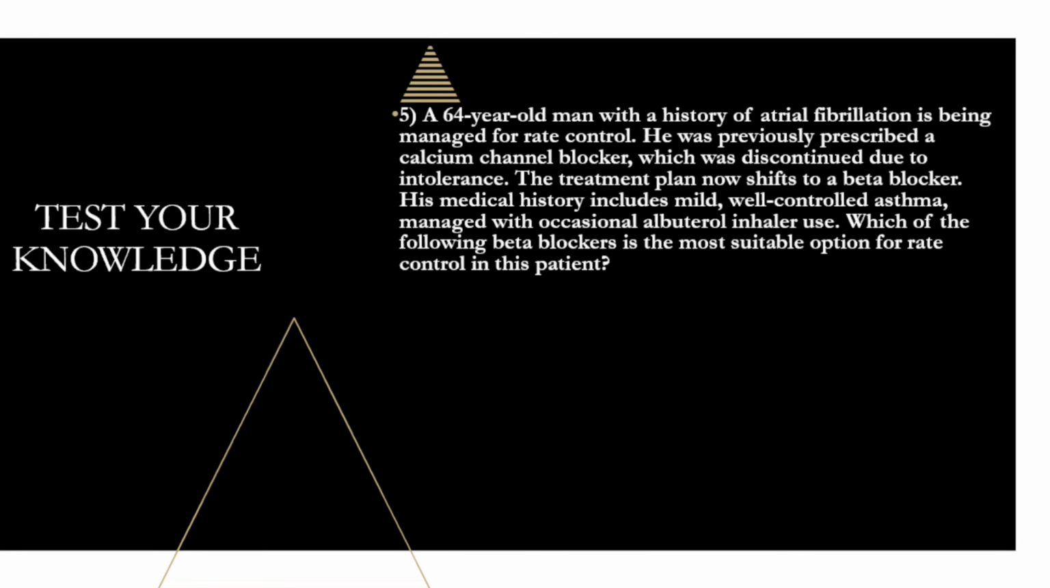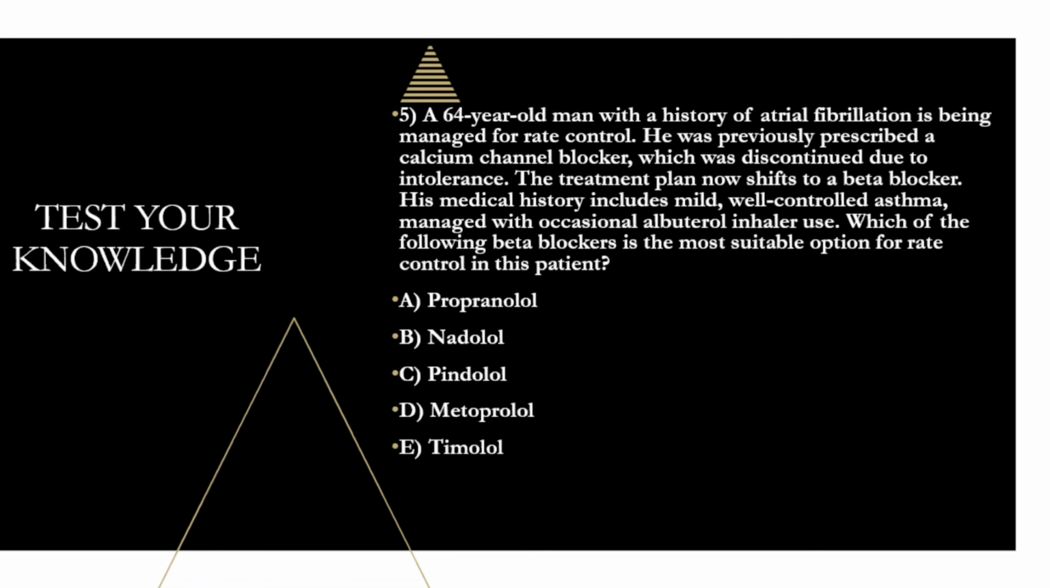A 64-year-old man with a history of atrial fibrillation is being managed for rate control. He was previously prescribed a calcium channel blocker, which was discontinued due to intolerance. The treatment plan now shifts to a beta blocker. His medical history includes mild, well-controlled asthma managed with occasional albuterol inhaler use. Which of the following beta blockers is the most suitable option for rate control in this patient? A, propranolol, B, nadolol, C, pindolol, D, metoprolol, or E, timolol? So that's going to be D, metoprolol.